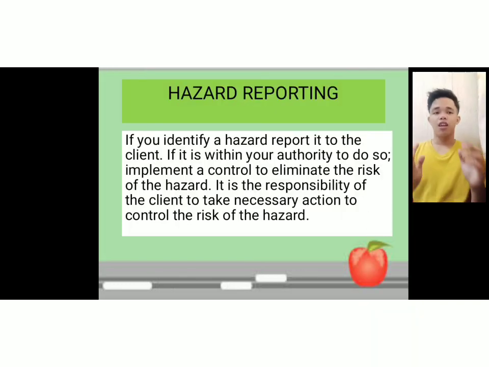Hazard reporting. If you identify a hazard, report it to the client. If it is within your authority to do so, implement a control to eliminate the risk of the hazard. It is the responsibility of the client to take necessary action to control the risk of the hazard.